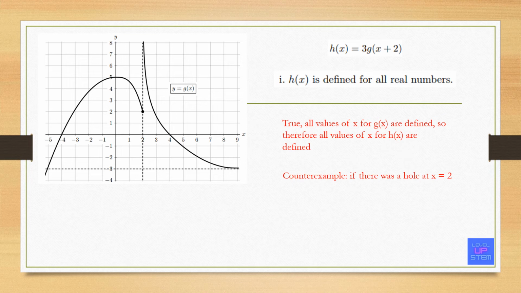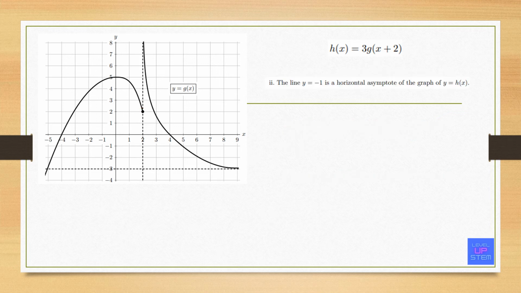And a counterexample of this would be if there was a hole at x equals 2. So if that was a hole right there instead of a filled-in point, it wouldn't be continuous, or it wouldn't be defined actually at x equals 2. So when you put x equals 2 into this equation right here, you would get an undefined answer for h of x, right? The second one, the line y equals -1 is a horizontal asymptote of the graph of y equals h of x.